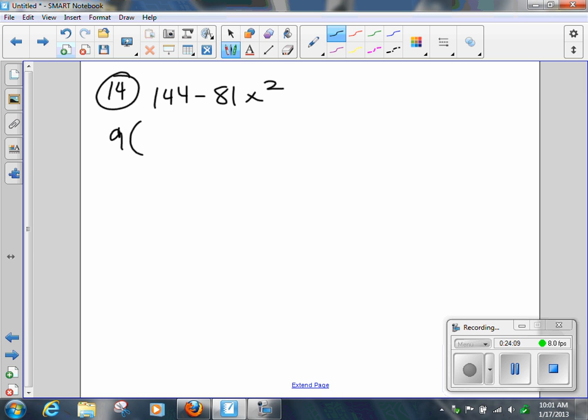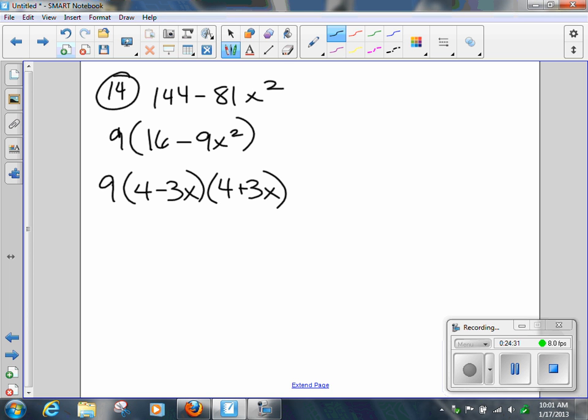Look what's going to end up happening. 9 times, what is it, y'all? 16 minus 9x squared. And then you look at that and go, well, I still have a difference of squares. Bring down your 9. 4 minus 3x, 4 plus 3x. Right, because you have not factored completely.